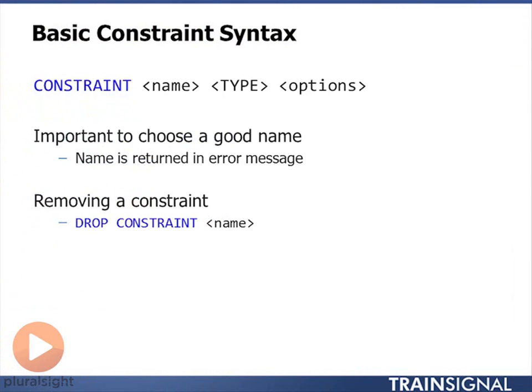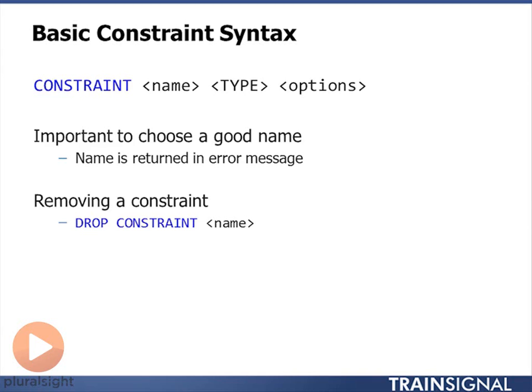Now the basic syntax for setting up a constraint is just as you see right there. Constraint, give it a name, specify the type, and then choose the appropriate options to go along with that. The options is where you're going to see the most variation in constraint types. Whenever you're creating a constraint, it's always important to choose a good name. Should you error out on, for example, a foreign key constraint or a check constraint, the name of the constraint is going to be returned back in the error message. And that's about the only real way that you can send back a message of what truly went wrong.